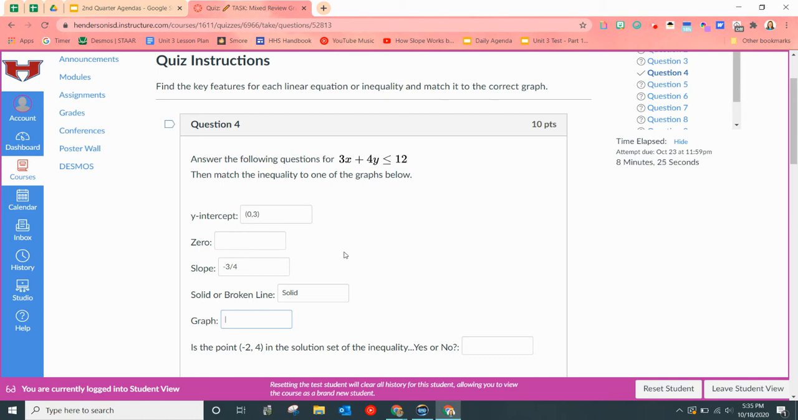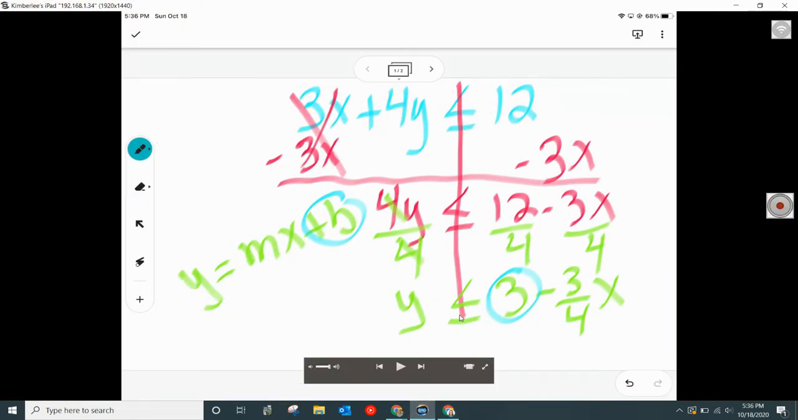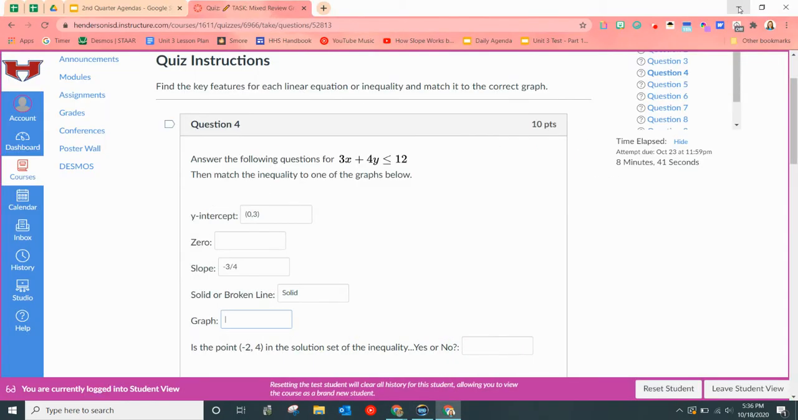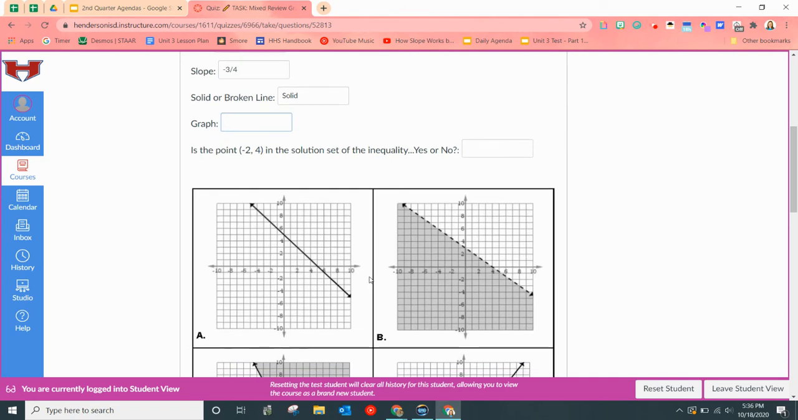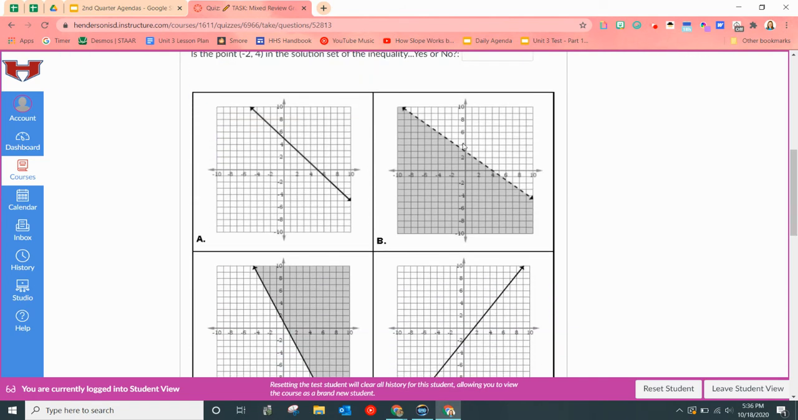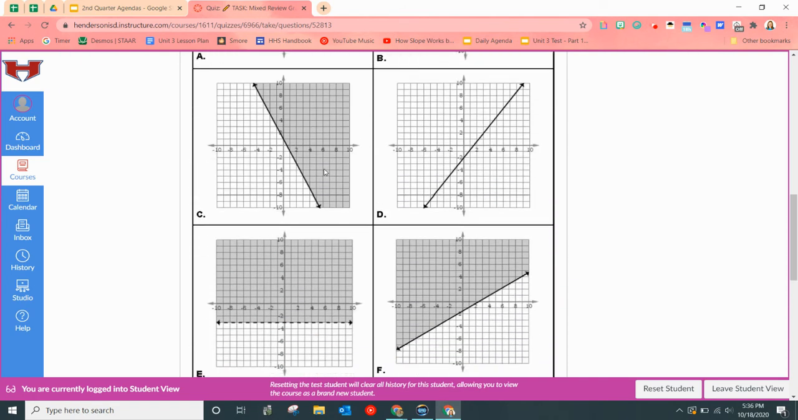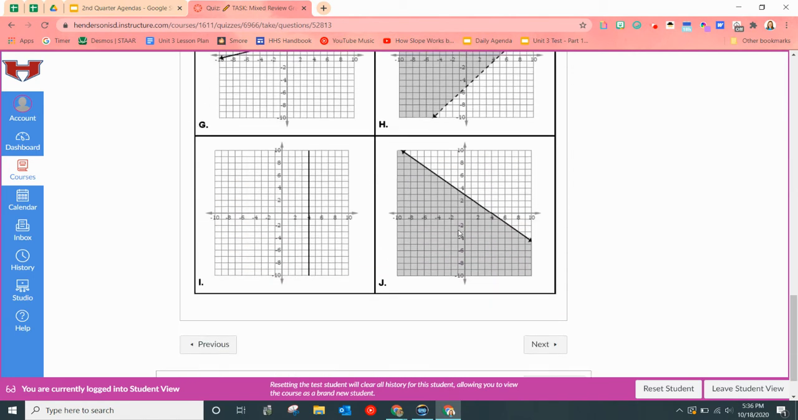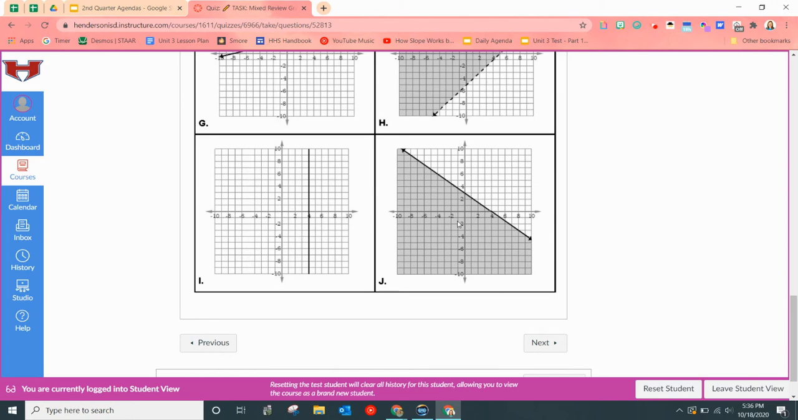So we're looking for one that has a solid line. And if we go back over here, we can ask ourselves, is it going to be shaded above or below our line? Well, it's y less than. So it's going to be a solid line, less than, shaded below the y-intercept. You think of it like that. So we're looking for a solid line shaded below. Can't be that one. Can't be that one. Can't be that one. Can't be that one. That's a dashed line. Oh, it's got to be J. Look, we have no other options.